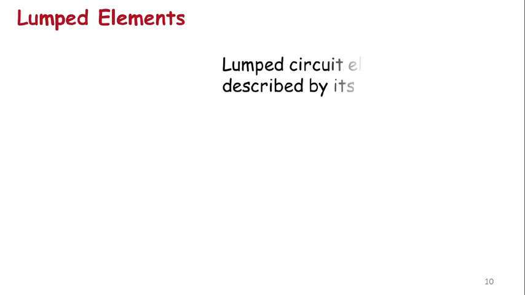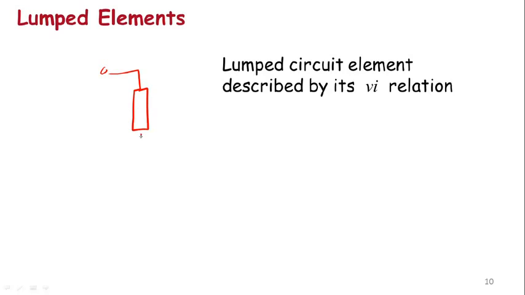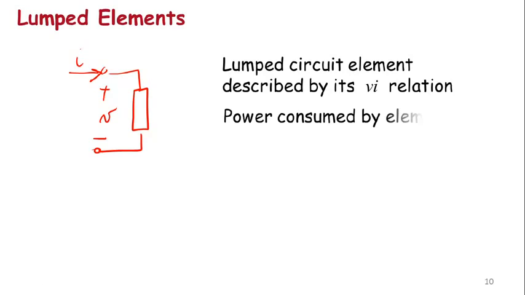Let's very quickly summarize what we've seen so far. We built lumped elements, and lumped elements are characterized by their VI relation. For example, I could have a lumped element that looks like this, and I can define a voltage across the lumped element and a current through the lumped element. When I define the voltage and the current going in through the positive terminal of the element, the power consumed by the element is given by VI.